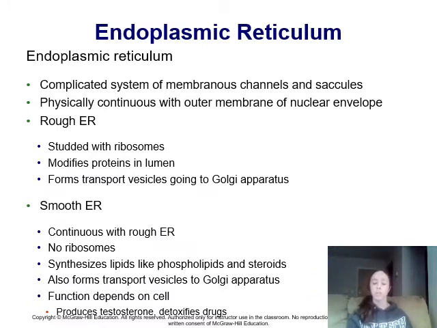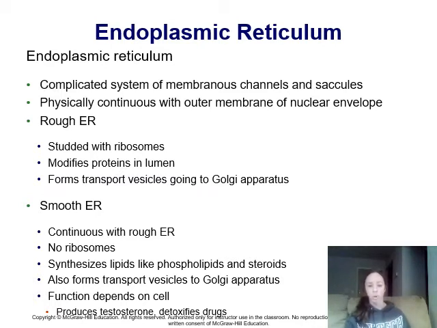So the endoplasmic reticulum is a complicated system of membranous channels and saccules. And it is a continuous structure that connects with the nuclear envelope. As I mentioned earlier, there are two parts to the endoplasmic reticulum. There's going to be the rough ER and the smooth ER. The rough ER is called so because of the ribosomes on the outside of the rough ER, giving it that studded look. And this is where proteins are going to be made on the rRNA.